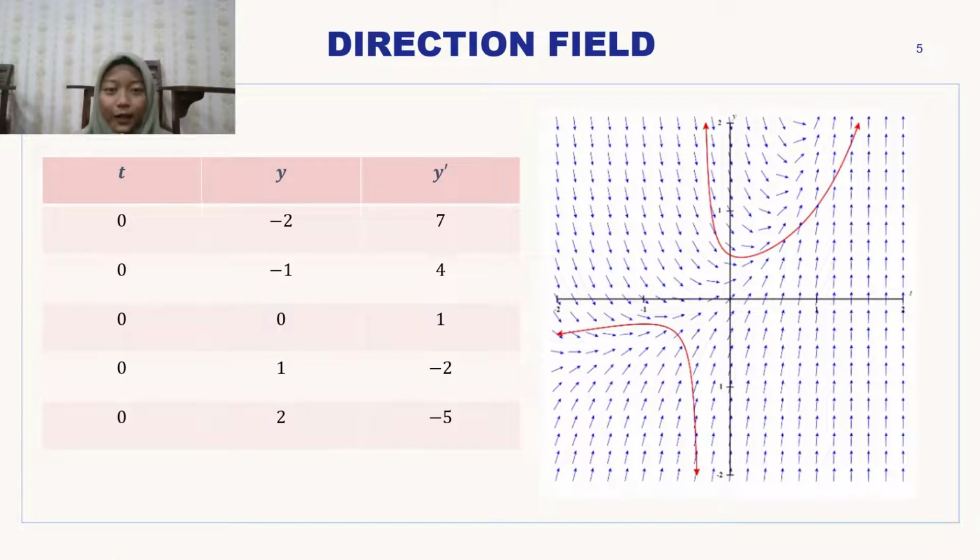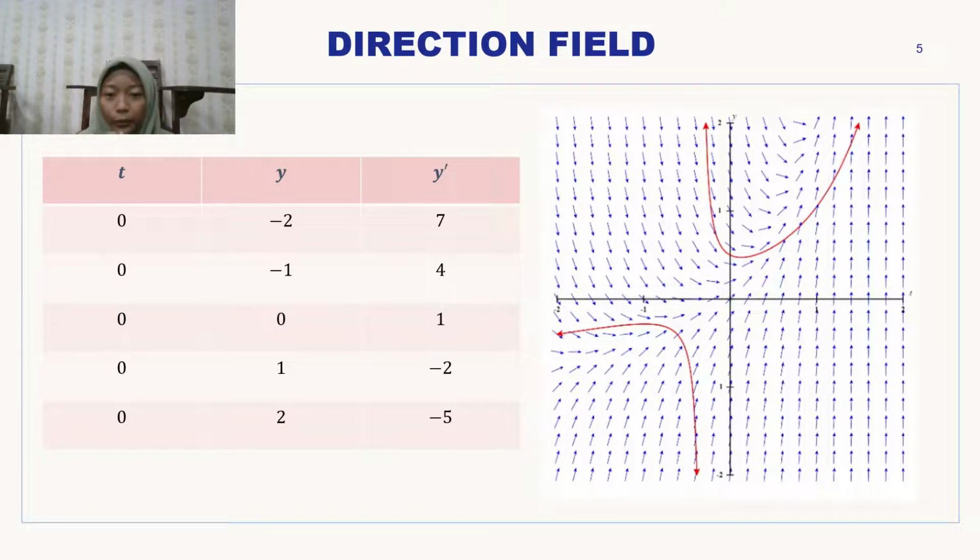The next is we have to find the direction field. After we calculate the gradient, from the previous calculation, we know that we choose t equal to 0 and we choose y equals negative 2, negative 1, 0, 1, and 2. So we can see from the table on the left side, if we choose t equal to 0 and y equal to negative 2, the result y prime, or the gradient, is equal to 7. And if we choose t equal to 0 and y equal to negative 1, we get the result y prime, or the gradient, equal to 4.